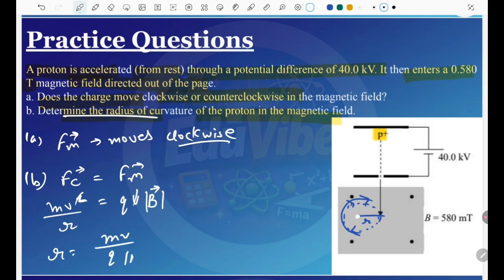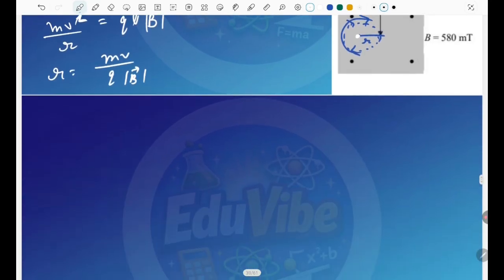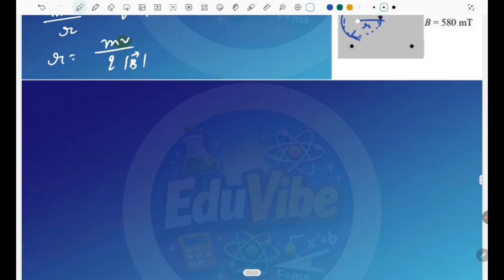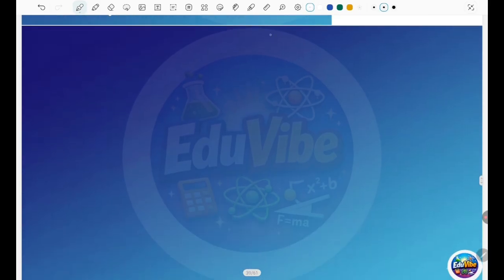So r is equal to mv divided by qB. We have the mass, we have q, we have the magnetic field. We want to find the radius, but we can't have that v in this. That v should be found first, then we put it in, and that's the answer. For this v, we know one formula: EKA plus EPA is equal to EKB plus EPB.